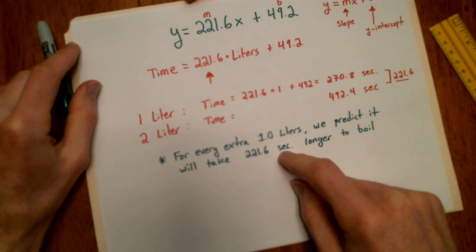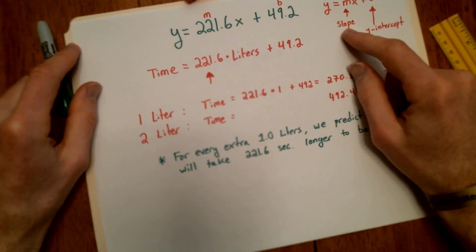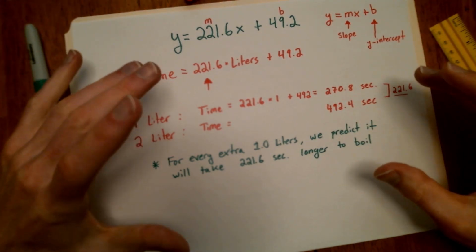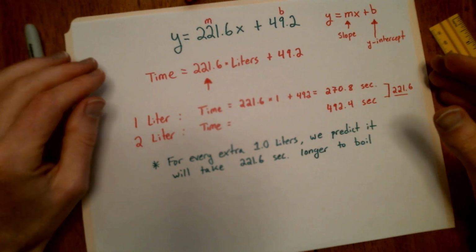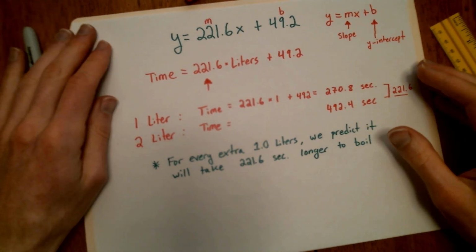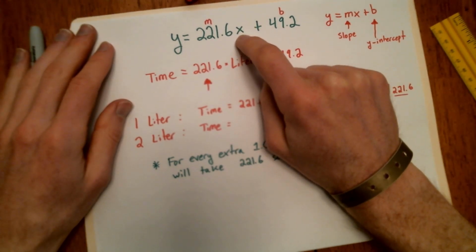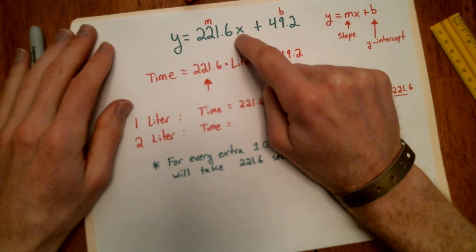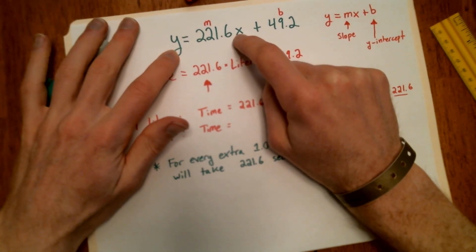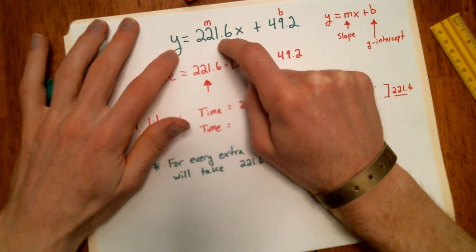This is related to the notion of slope being, some of you might remember, rise over run, other sorts of things. This is a much more, I would say, conceptual way of thinking about what that actually means for us. In general, you could say it as follows. Every time I increase my x, whatever x is, by 1, y goes up by whatever my slope is, 221.6 in this case.